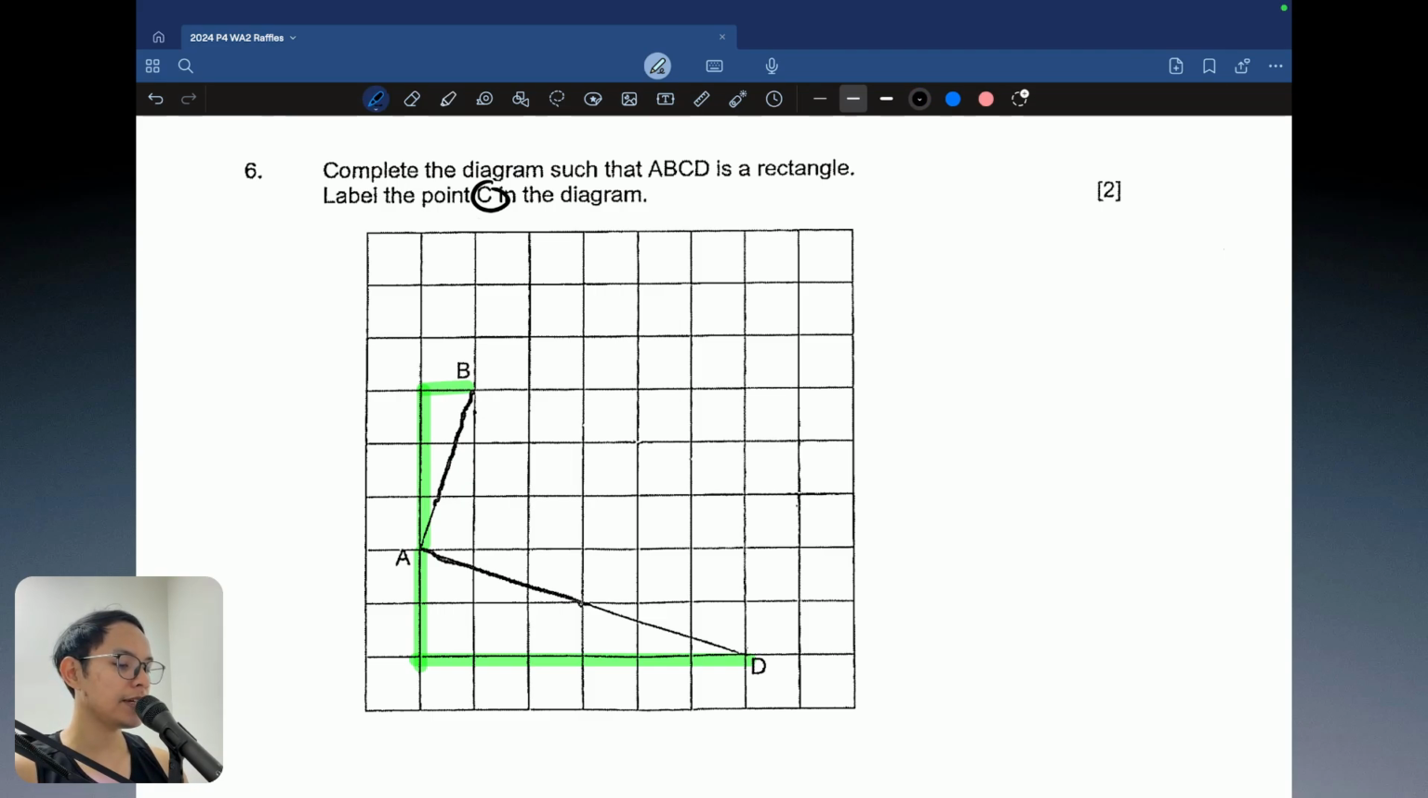Since we know that, let's remove this. This part takes 1 and 3 squares. So that means the other side over here does the same.